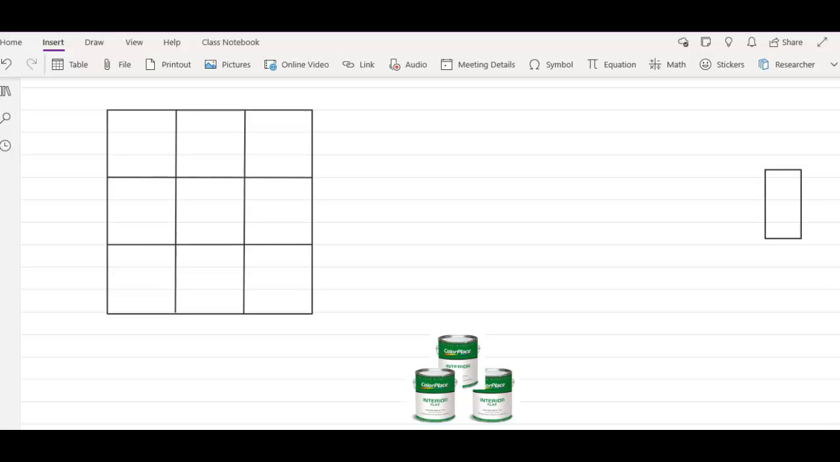Tyler painted 9.5 square yards of wall area with 3 gallons of paint. How many gallons of paint does it take to paint each square yard of the wall?